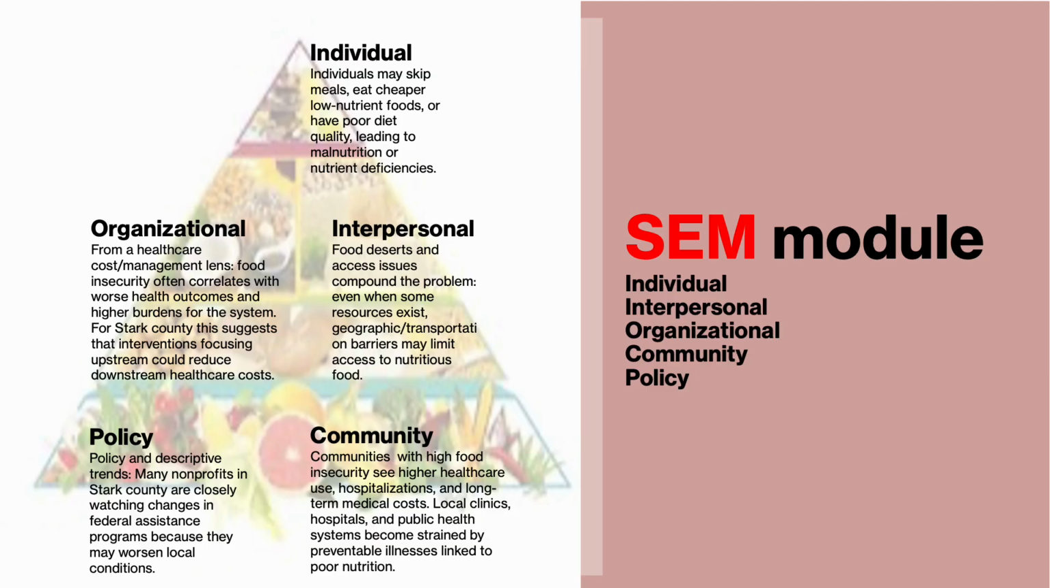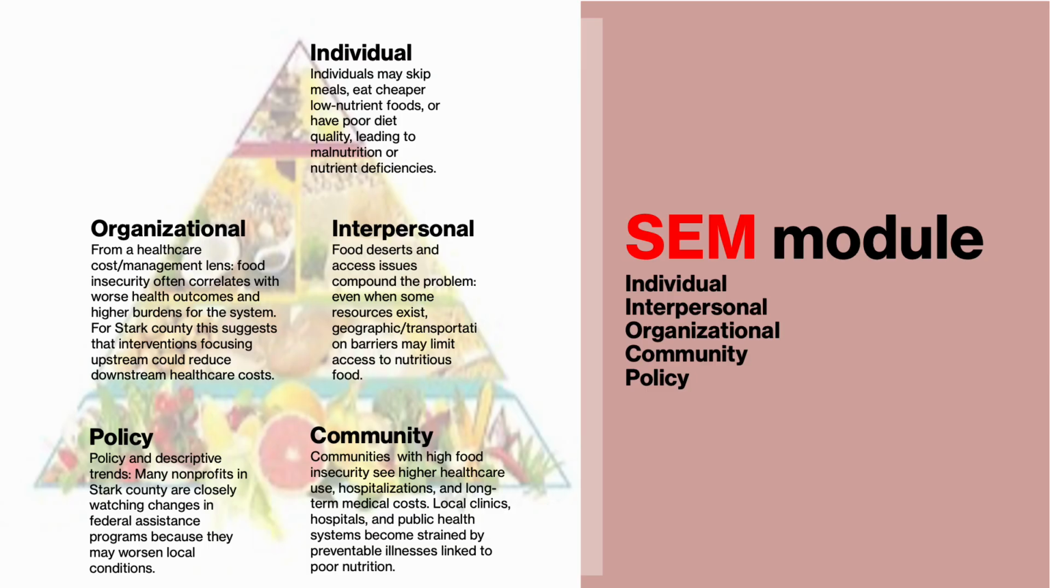In the SEM model, you have the individual, interpersonal, organizational, community, and policy. At the individual level, individuals may skip meals, eat cheaper low-nutrient foods, or have poor diet quality, leading to malnutrition or nutrient deficiencies.